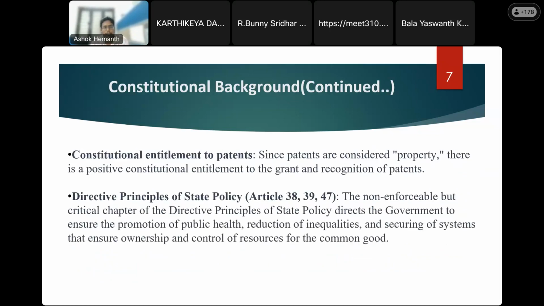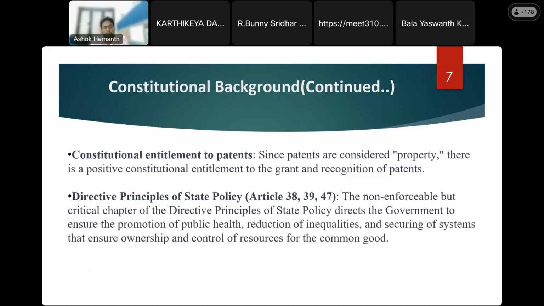So, constitutional entitlements to patents. I told already, since patents are considered property, there is a positive constitutional entitlement. That's the reason we enacted these laws.